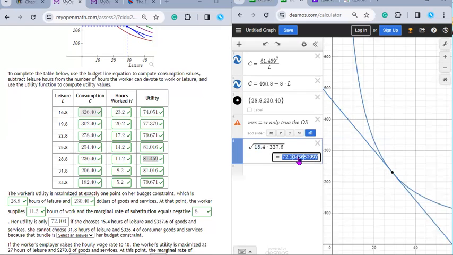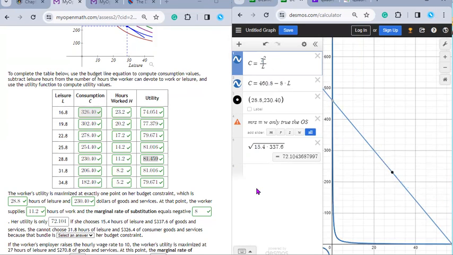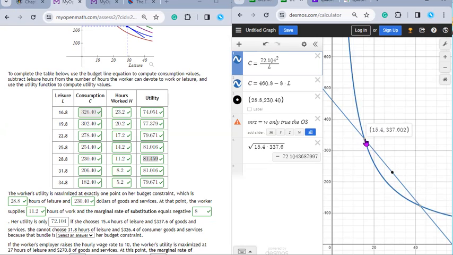Why? Let's see what happens. I'm going to replace the maximum amount of utility she can have with this lower level of utility, 72.104. Now her indifference curve touches the budget line twice. Both these points right here give her the same amount of happiness.